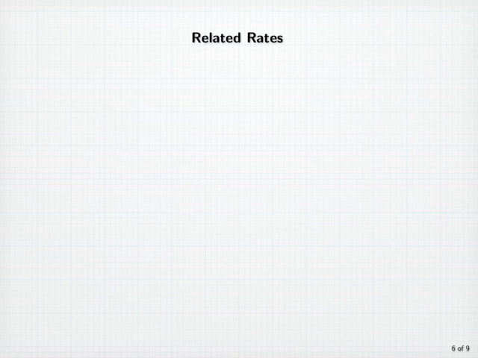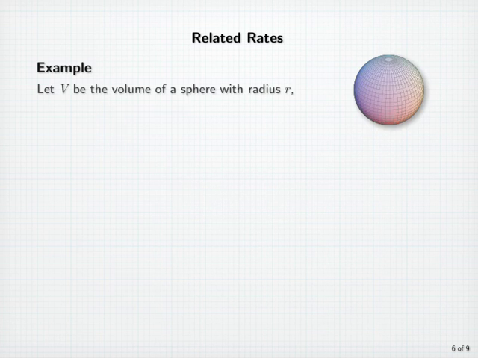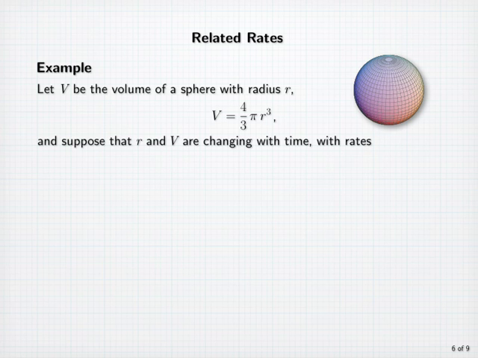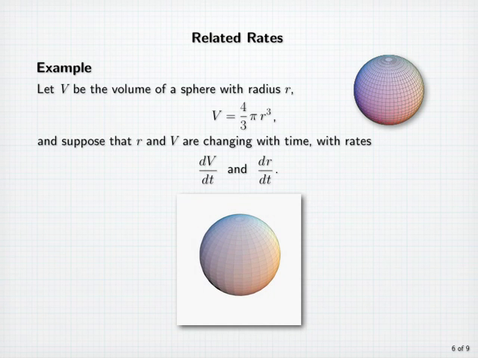Related rates. Example: let V be the volume of a sphere with radius r. V equals 4/3 pi r cubed, and suppose that r and V are changing with time with rates dV/dt and dr/dt. So imagine that the sphere maintains its shape while changing size in some fashion.